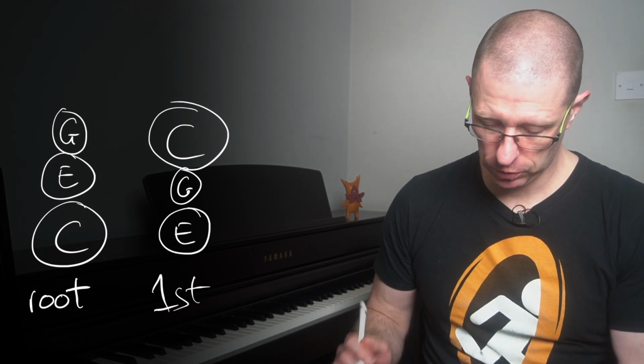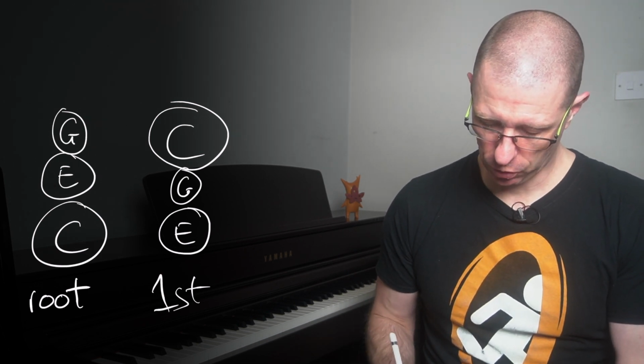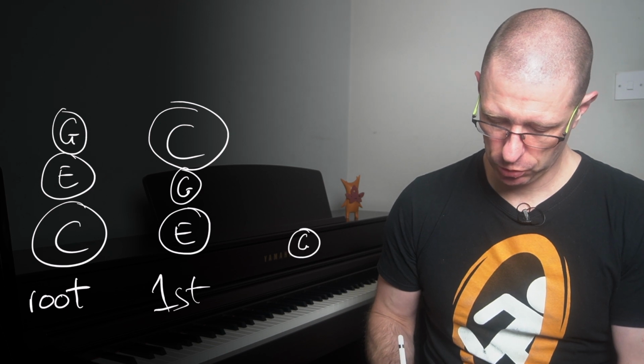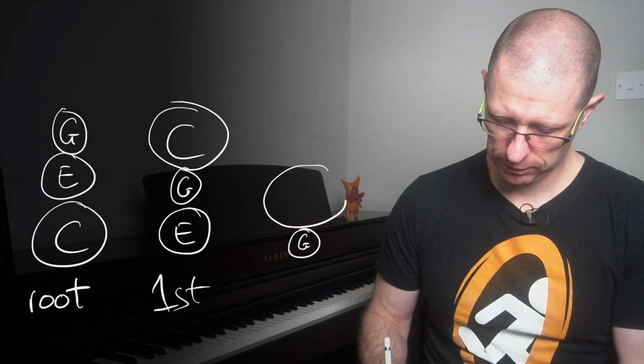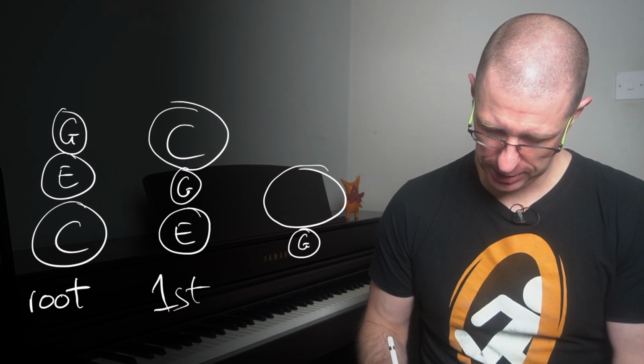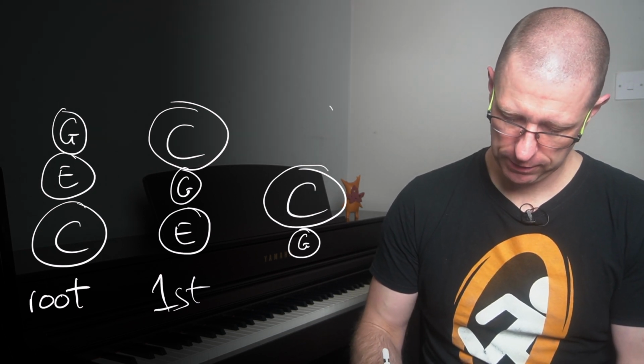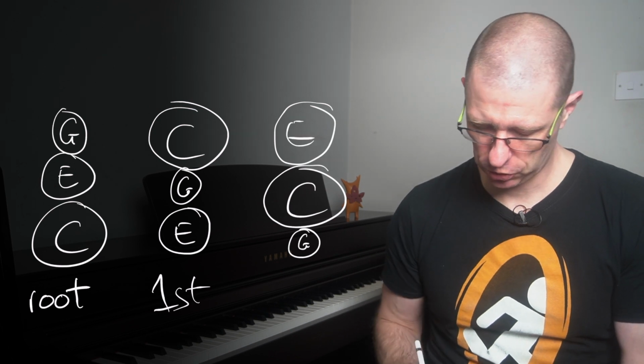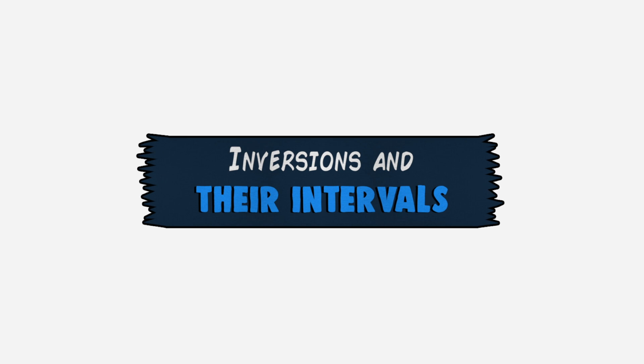Now again, if we follow the same principle, we've got the most imbalanced snowman, we've got the poor wee G in the bottom, and then we've got a big fat middle. It's a bit like me during lockdown. And then that's the C, and then we have the E up at the top, and this is called second inversion.